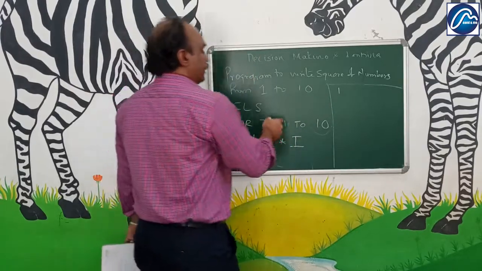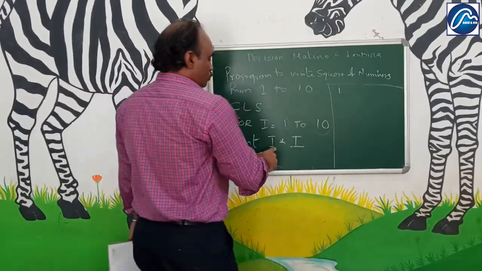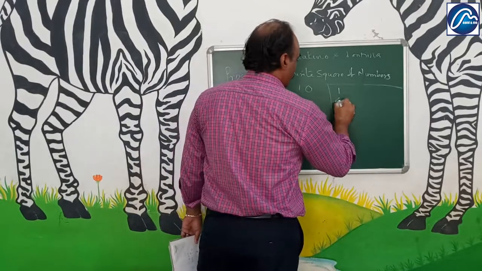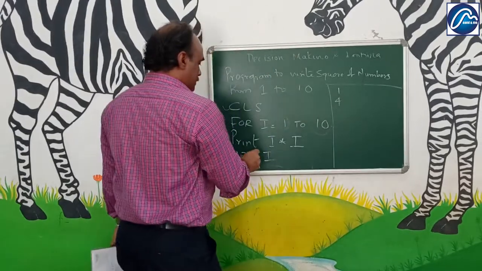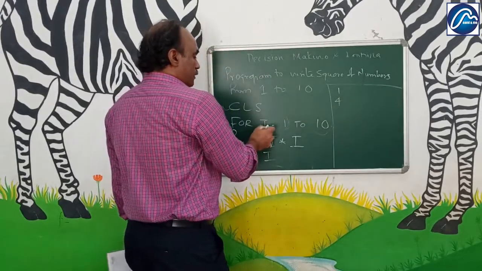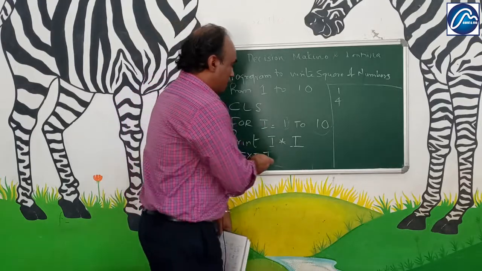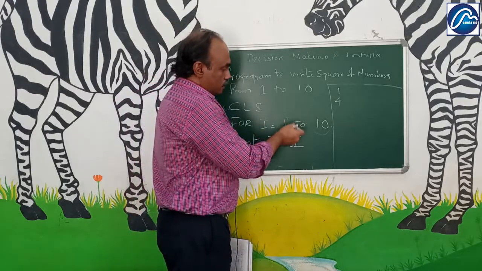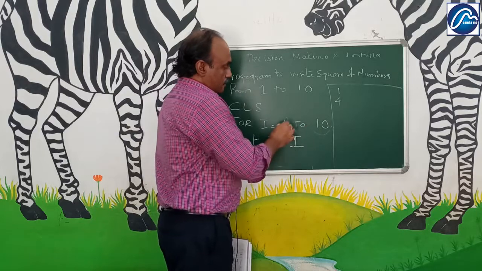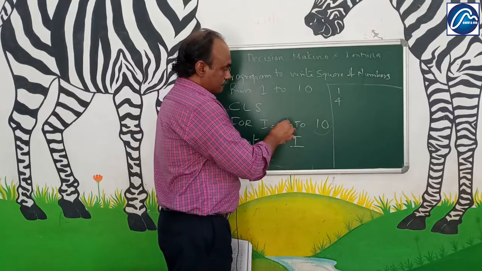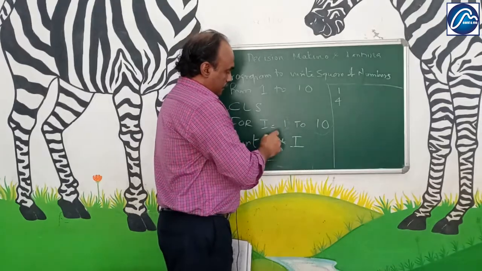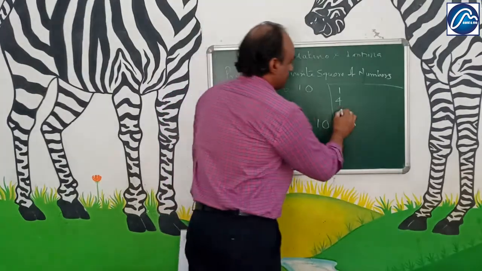Next I, the I goes to take the value 2. 2 multiplied by 2 is 4. Next I, it goes back to the loop, because next I it is taking the value as 3. 1, then 2, then 3, it will come down again. 3 multiplied by 3 is 9.